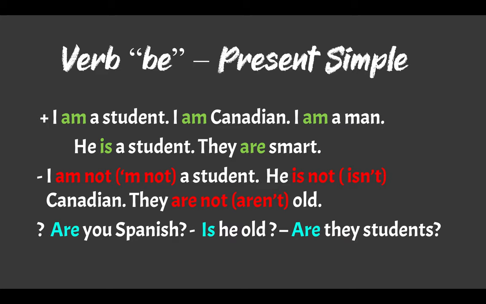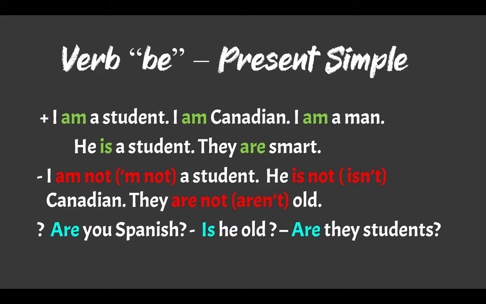For the third person singular here, there is no change because the verb to be acts by itself. So you don't need anything else. You don't need another verb. He is a student. They are smart. So no change.